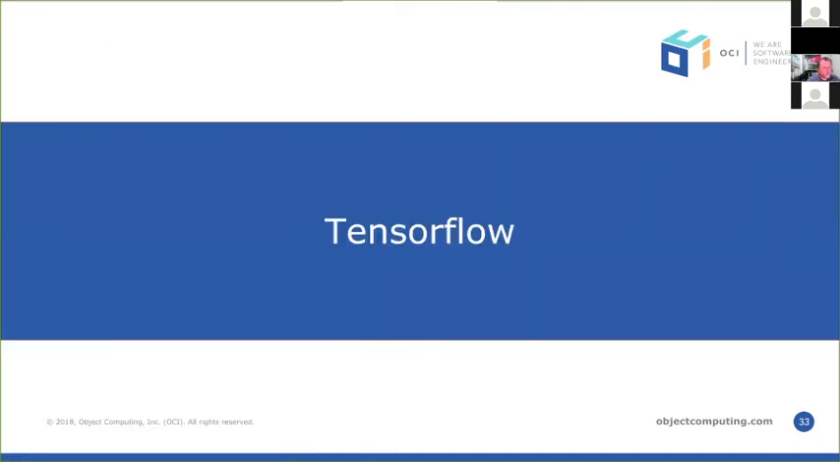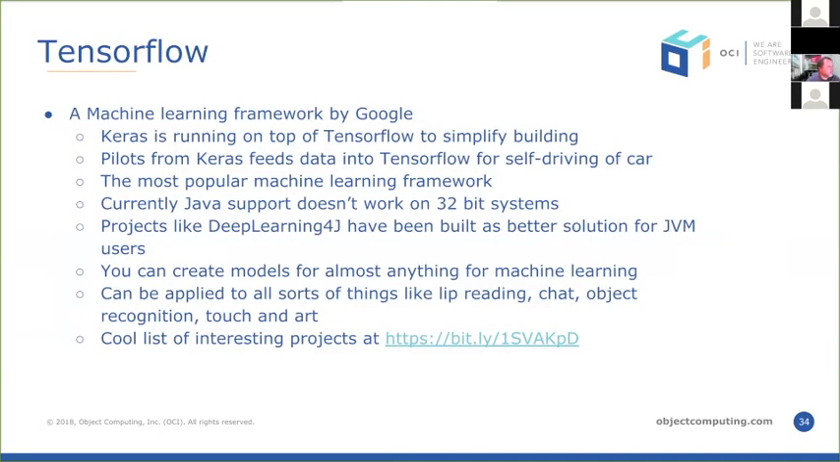All right, so what is TensorFlow? TensorFlow is like the heart of Google's project for AI. It's a machine learning framework by Google. Keras runs on top of that, and Keras is providing basically pilots, which is a car implementation of that. This is probably the most popular machine learning framework out there. The Java support is a bit lacking in 32-bit systems, especially on the ARM Pi platform. But projects like Deeplearning4j were made out of a need because of the lack of support in that area, and are taking that torch forward.